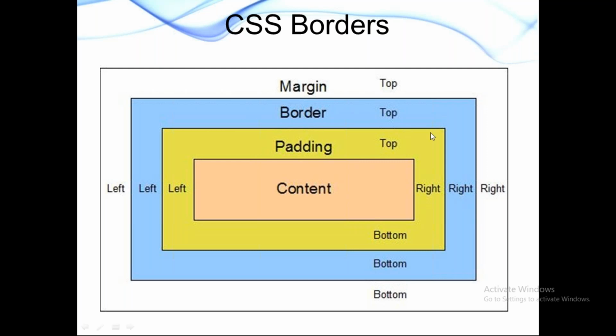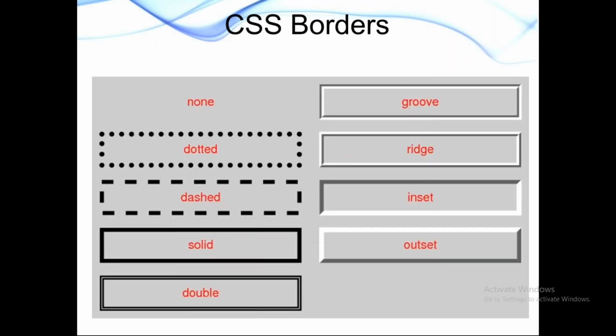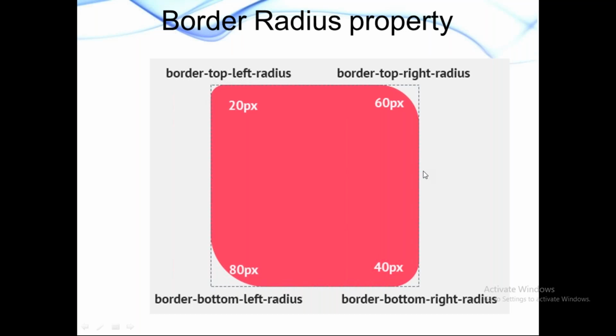And we have also seen that for margins, for top, bottom, left and right, I can give the same value or different values also. We also saw the different types of borders yesterday: dotted, dashed, etc. Now we'll see how to make the corners of your borders rounded.